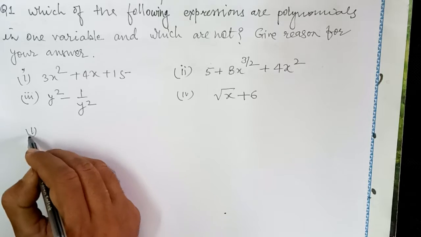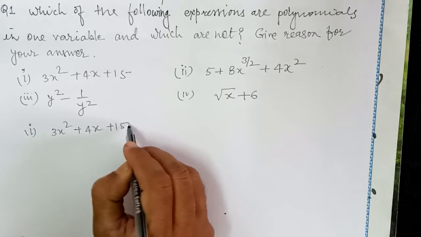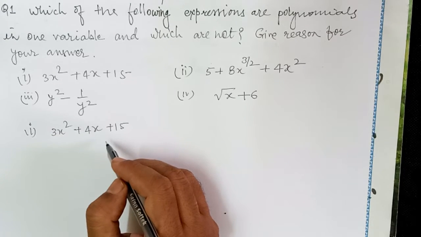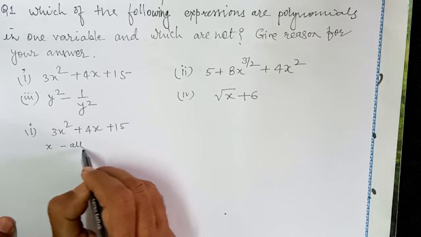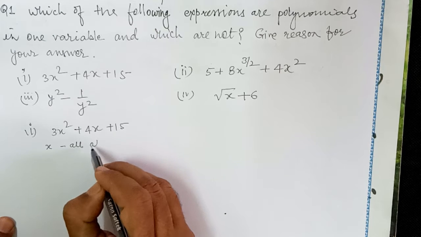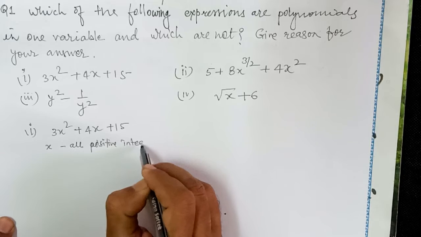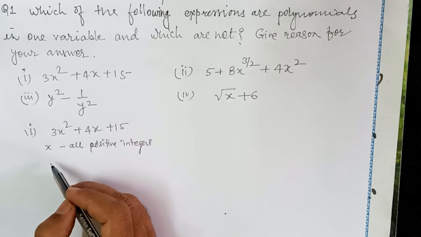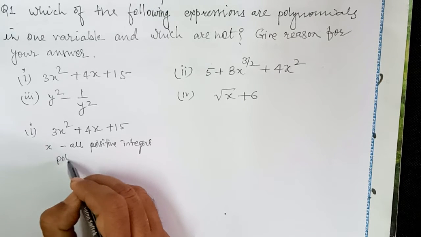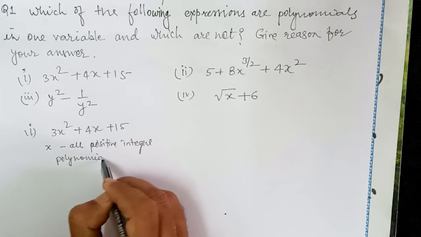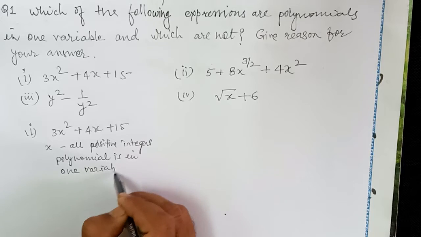Now see here, we will go with the first question, that is 3x square plus 4x plus 15. अब इसको आप ध्यान से देखिए तो इस एक्सप्रेशन में पावर ऑफ x जो है वो ऑल पॉजिटिव इंटीजर्स, the powers of x are all positive integers, and that's why we can say polynomial is in one variable. This will be the answer for the question.